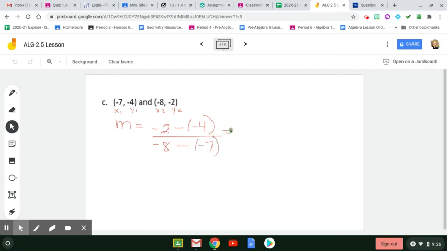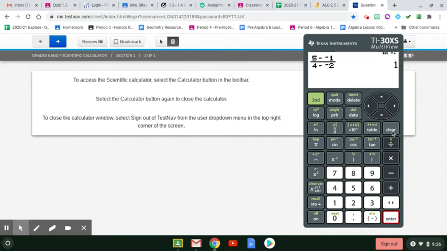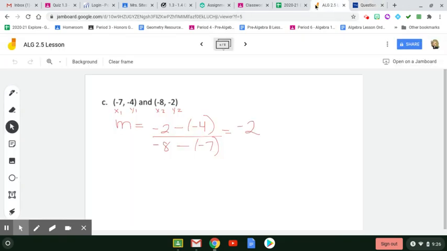And again, you can use your calculator to do that all for you so you don't make any sign mistakes. So push the fraction button, -2 minus -4 all over -8 minus -7. And I'm coming up with a slope of -2. Remember, the next step to get your y-intercept is you're going to write down the equation y equals mx plus b. We got a slope of -2, so I'm going to plug in -2 for m.